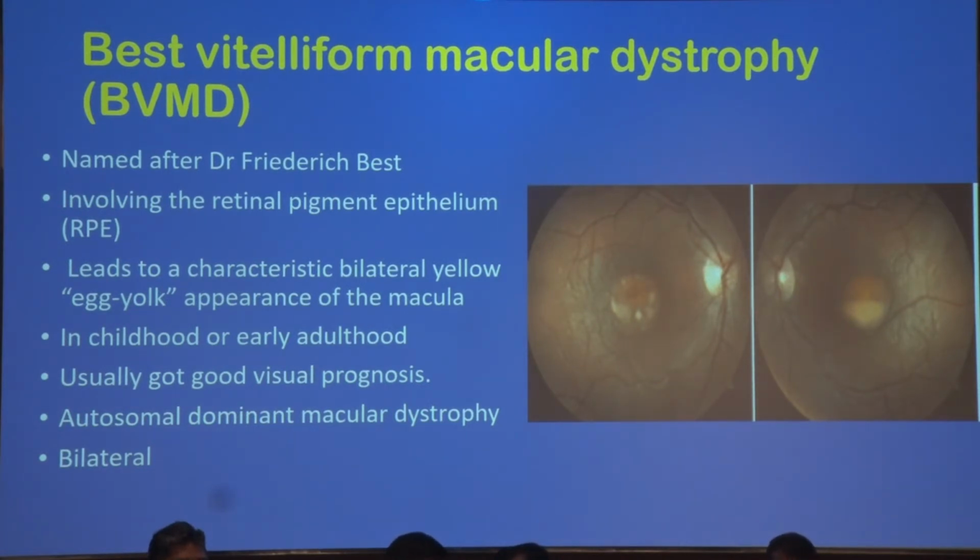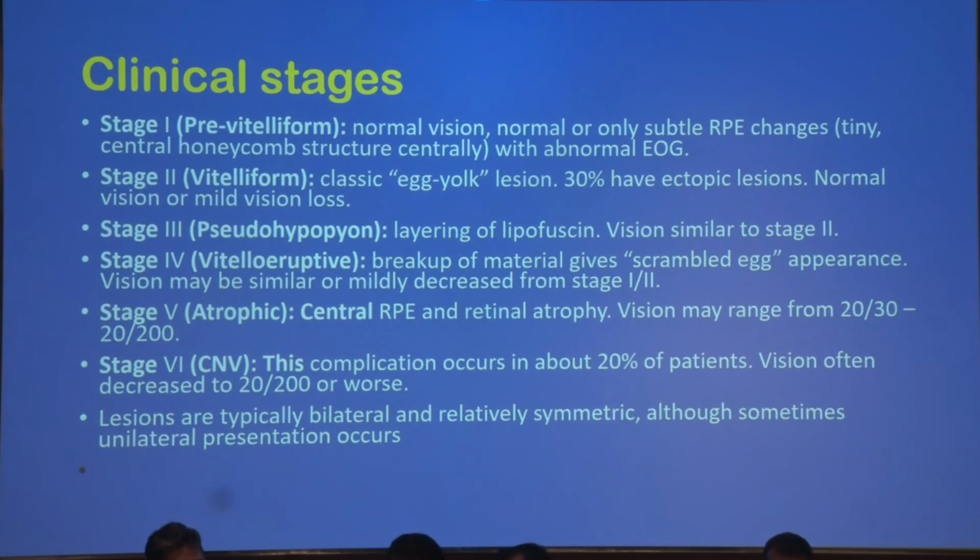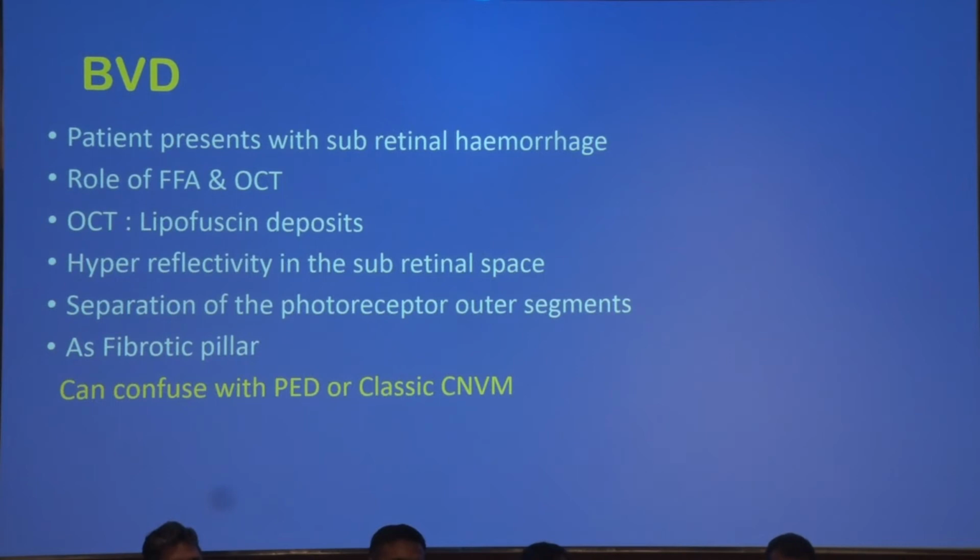Usually these have bilateral presentations, but sometimes the stage of presentation may be pseudohypopyon, or subretinal fibrosis, or RPE atrophy, and even a complication such as CNVM. These are the various stages; I don't want to go into the details. The most common cause of vision loss in these patients is CNVM. Otherwise, they all have ambulatory vision and are able to carry out their day-to-day activities without much issue.